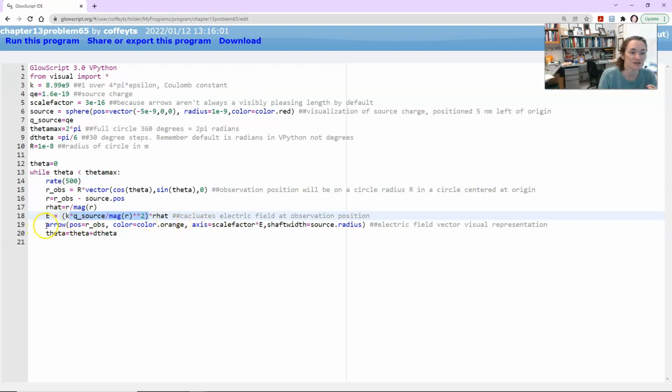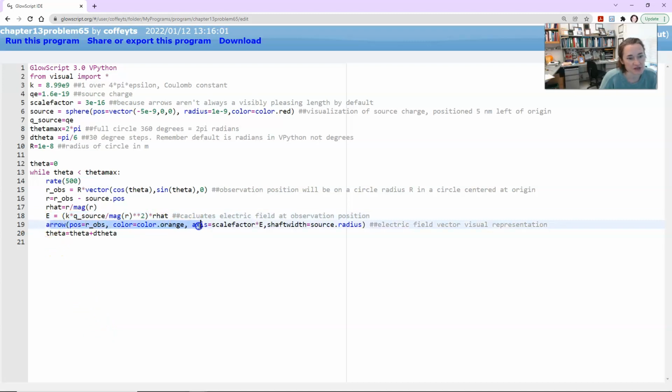Then I'm going to visualize that electric field with an arrow. So the arrow is going to be positioned at the observation position. So the position attribute of my arrow is r obs. I'm going to make it orange, and then I'm going to multiply it by the scale factor so it's not enormous, okay? And I'm also going to make the width of the shaft the same size as my visualization of the sphere so it doesn't get super fat, okay?